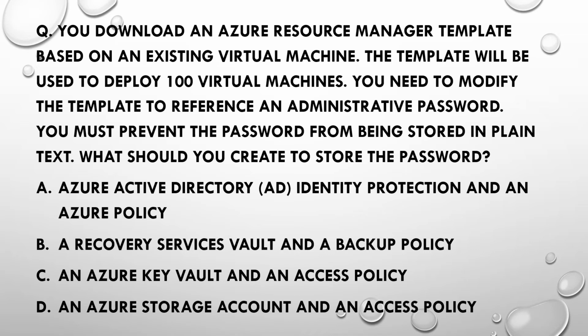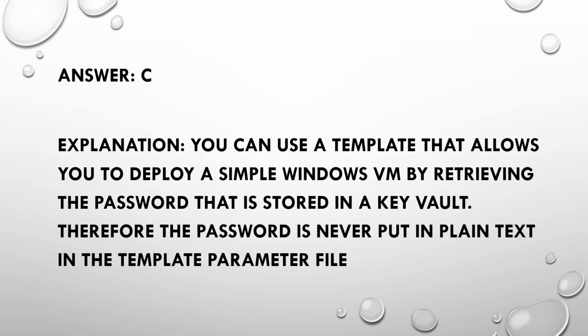And the correct answer is Option C. An Azure Key Vault and an access policy. Explanation. You can use a template that allows you to deploy a simple Windows VM by retrieving the password that is stored in a key vault. Therefore, the password is never put in plain text in the template parameter file.